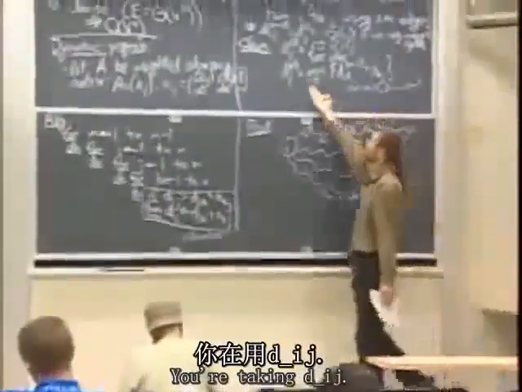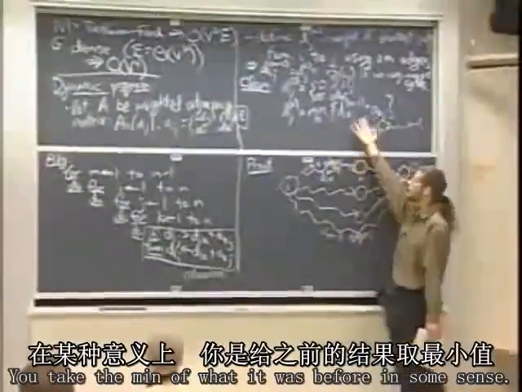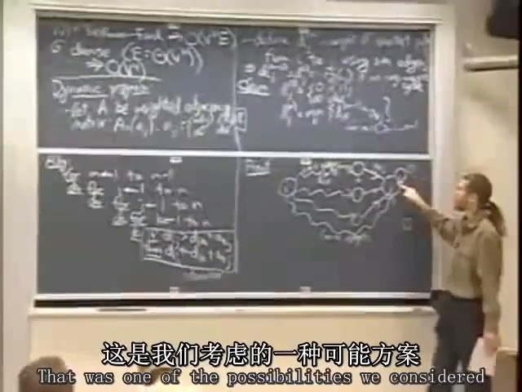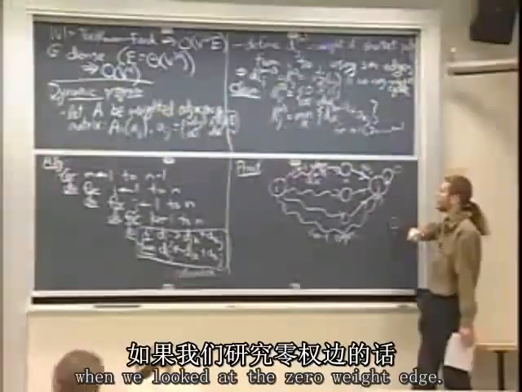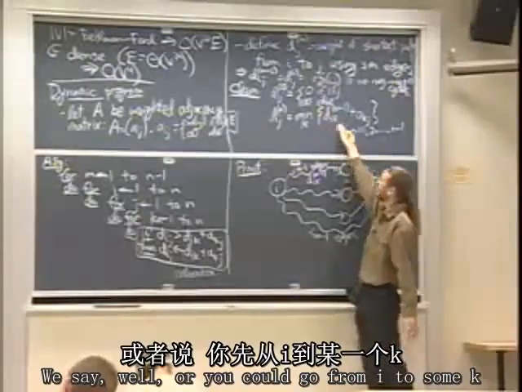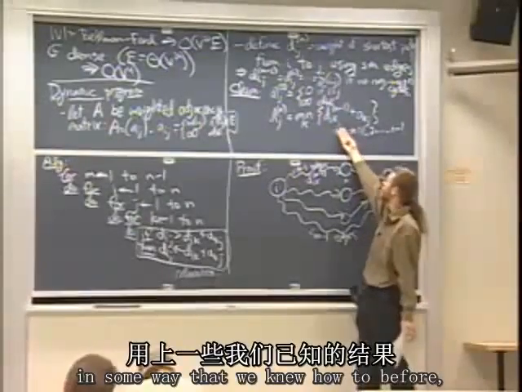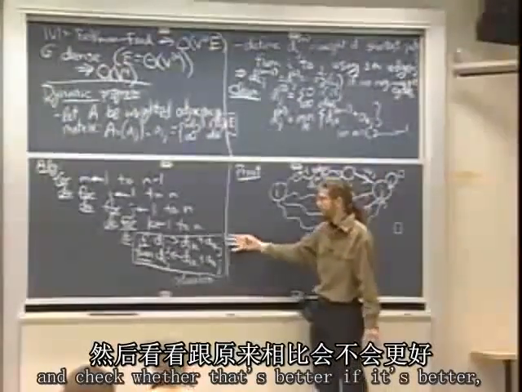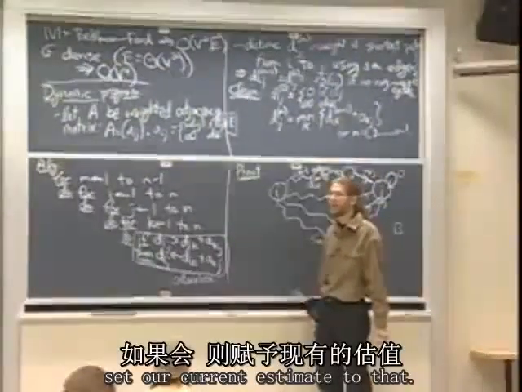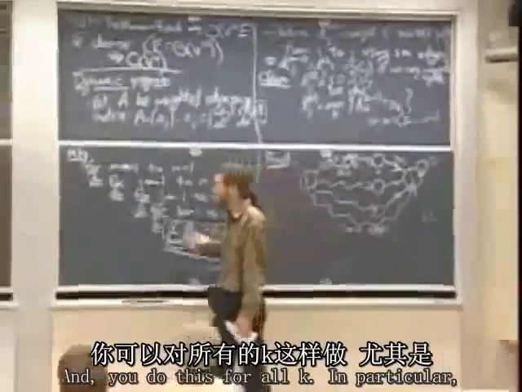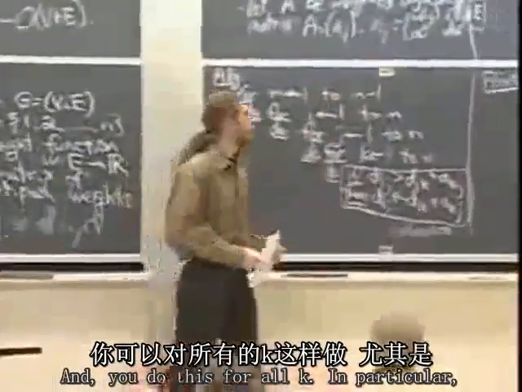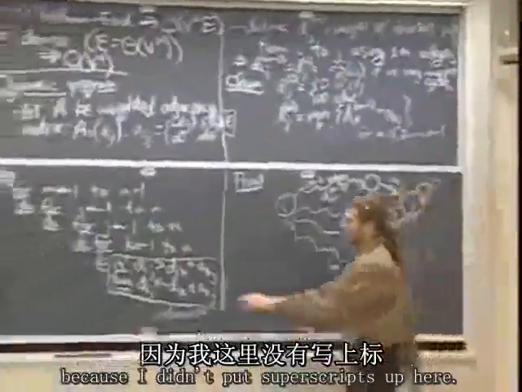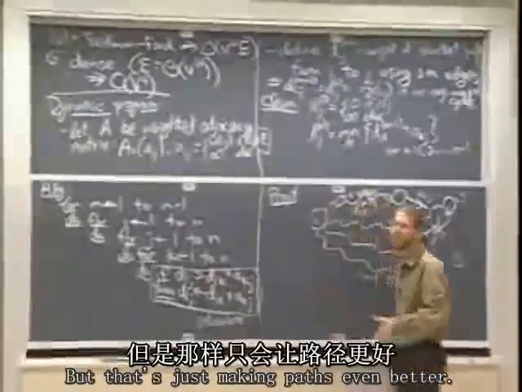You're taking dij, you take the min of what it was before, in some sense. So that was one of the possibilities we considered when we looked at this zero-weight edge. We say, well, or you could go from i to some k in some way that we knew how to before, and then add on the edge. And check whether that's better. If it's better, set our current estimate to that. And you do this for all k. In particular, you might actually compute something smaller than this min, because I didn't put superscripts up here. But that's just making paths even better.